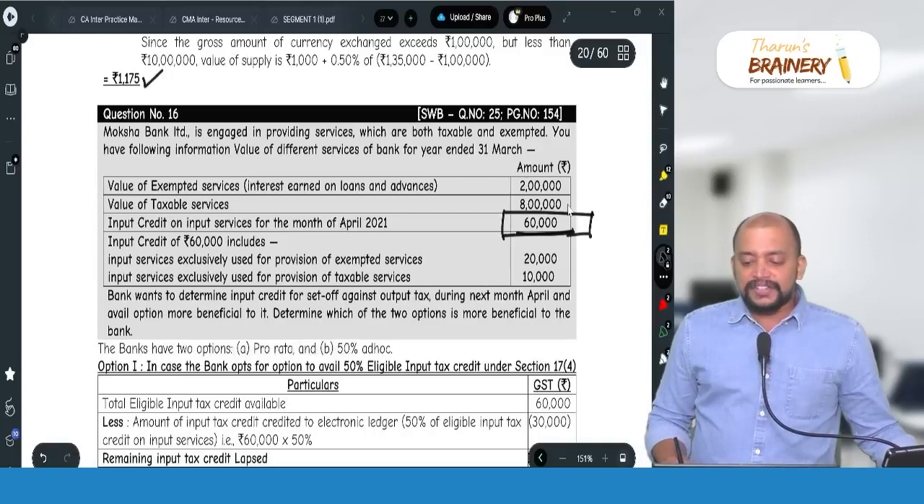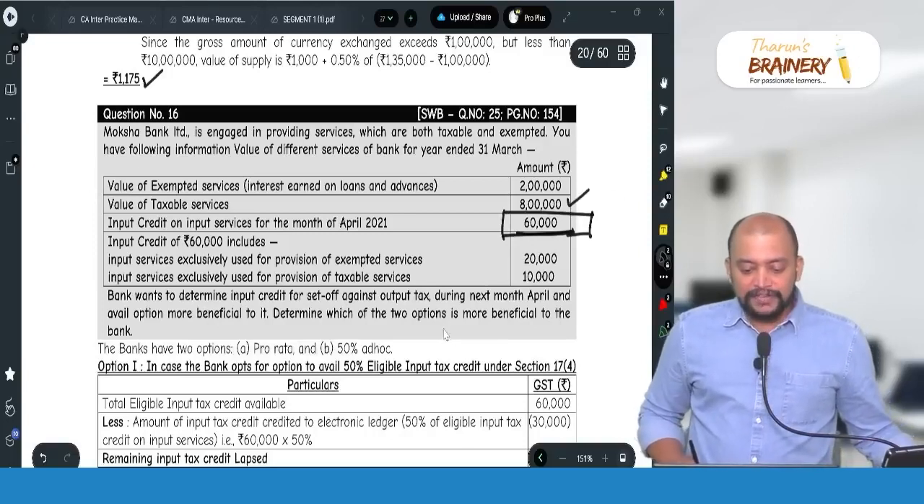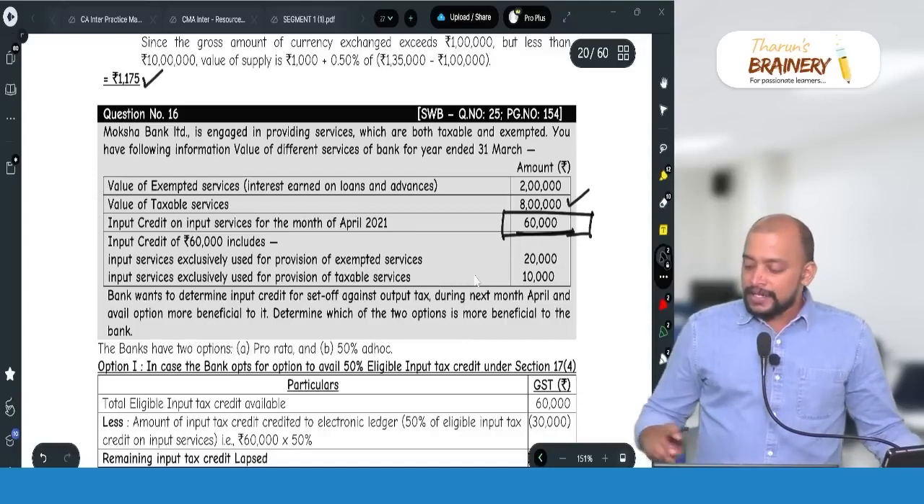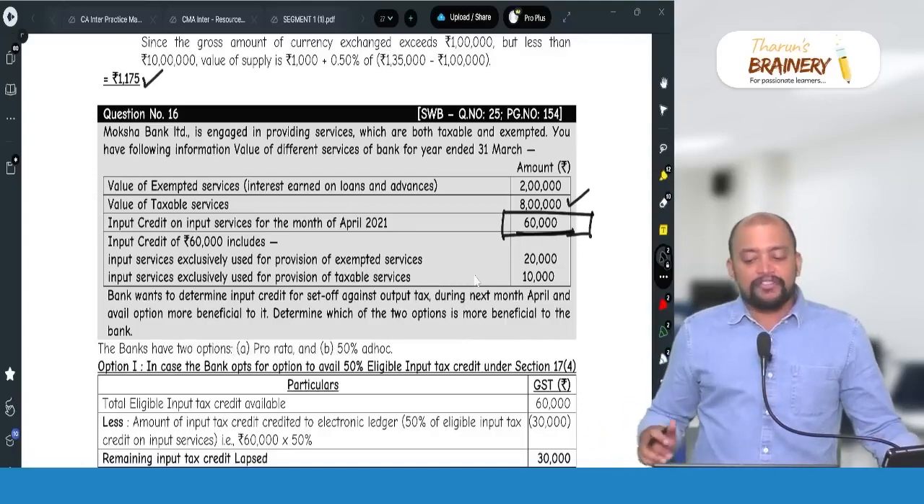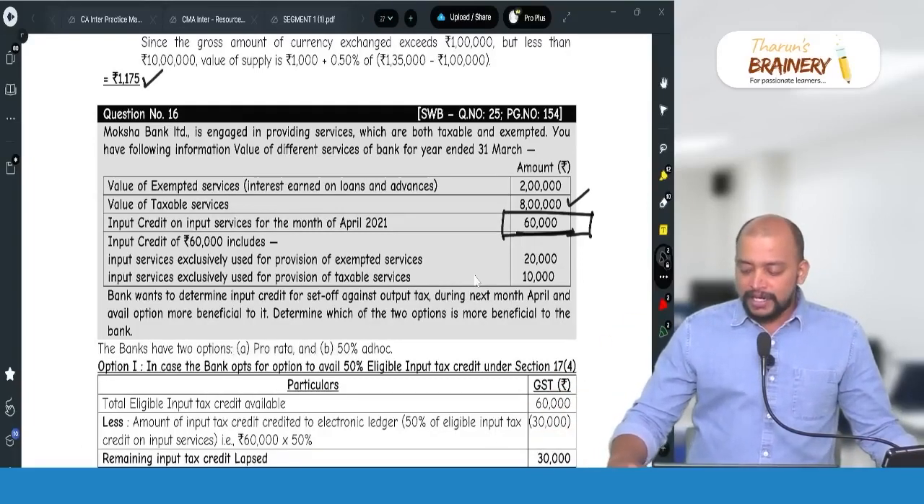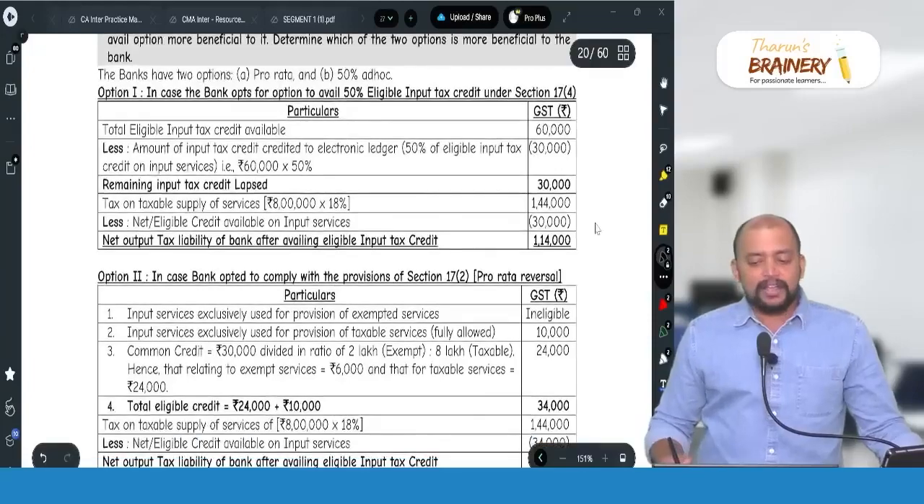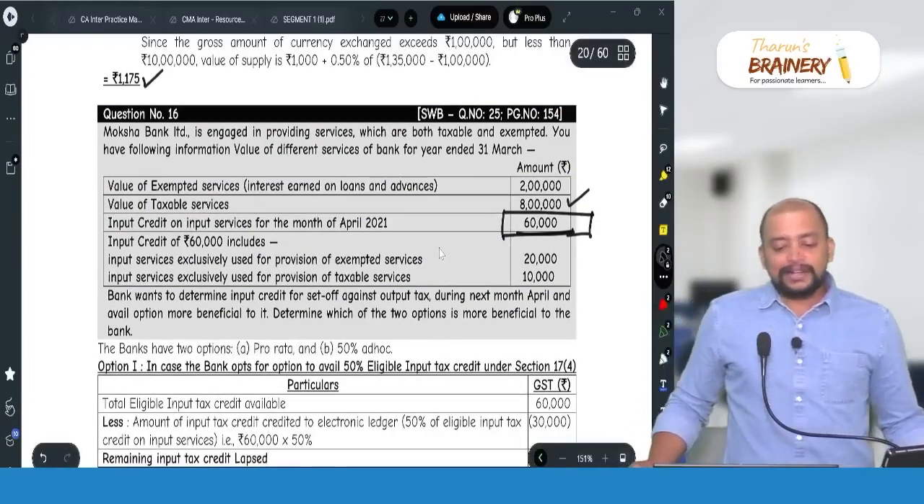And liability wise, if you see 8 lakhs, 8 lakhs into the rate of GST not given, so we will take it as 18%. So 8 lakhs into 18% will be 1,44,000. 1,44,000 minus 30,000, the net liability will be 1,14,000. This is in case of 50% option.